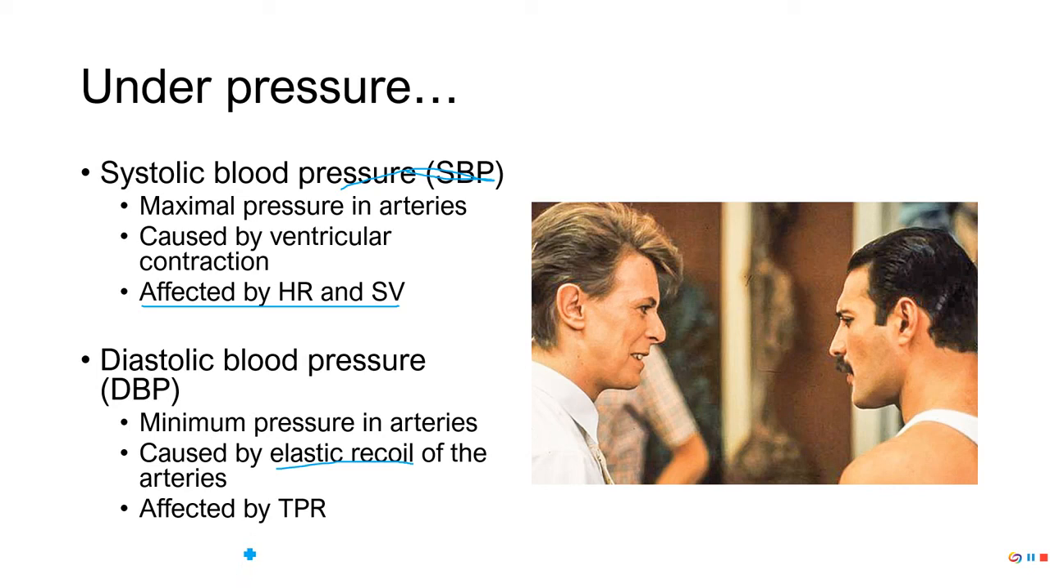And this is affected by the resistance. Remember, resistance is most affected by radius. And so diastolic blood pressure and total peripheral resistance are related to each other.